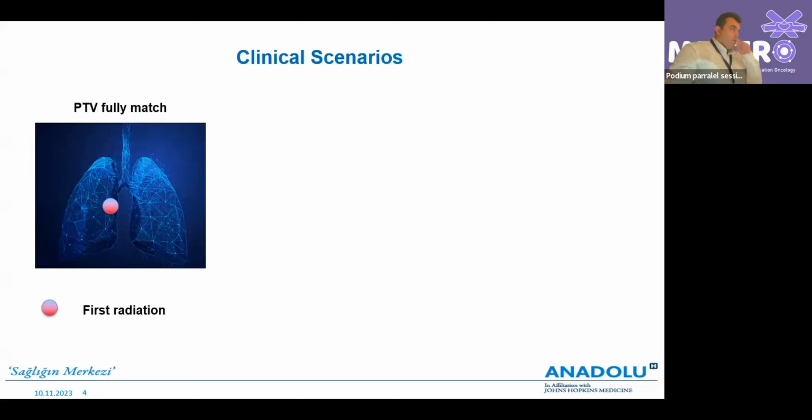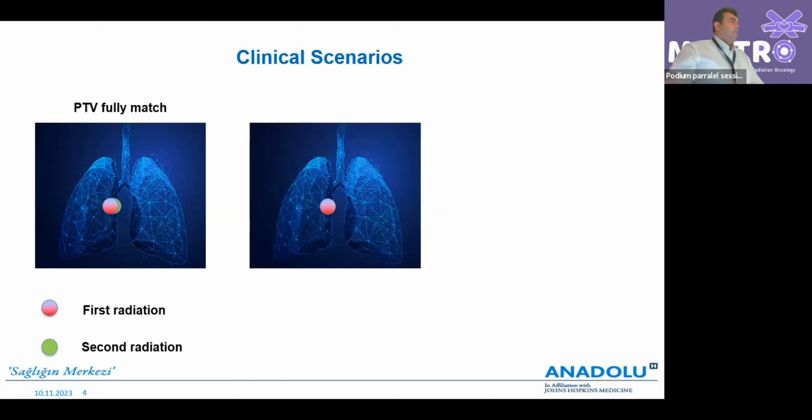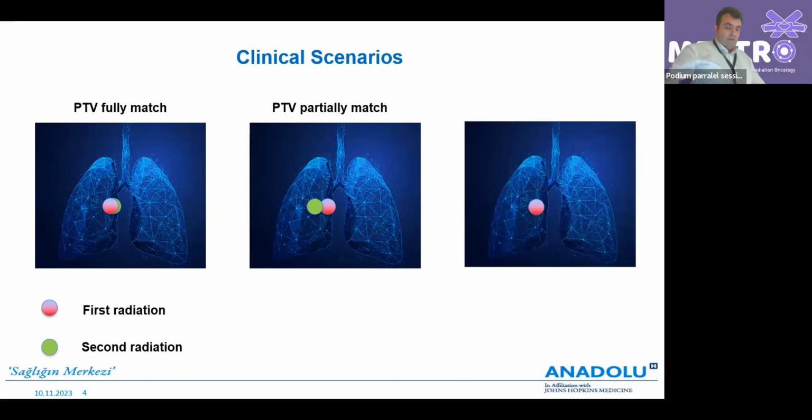This is the first scenario. There is a primary irradiation, and then if you want to irradiate a second time, the PTV is fully matched. The second scenario is quite different from the other one. There is the first irradiation, and then you have another irradiation, but the PTV is not fully covered by the first irradiation. You have a partial irradiation. And the third one is a little bit interesting. You have a first irradiation, of course, but you have another irradiation which is not affected. There is no match, but it is still in the same organ. So you are irradiating the same organ. So these are the clinical scenarios.